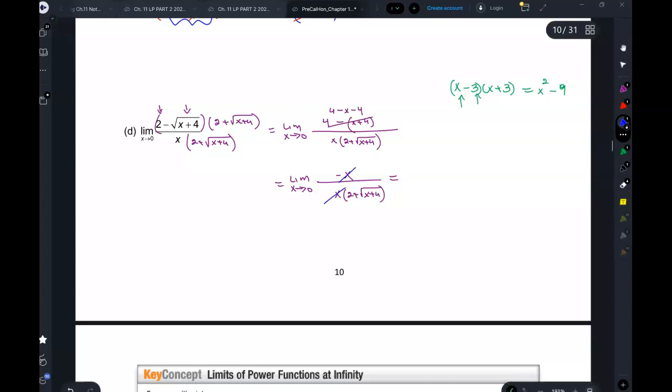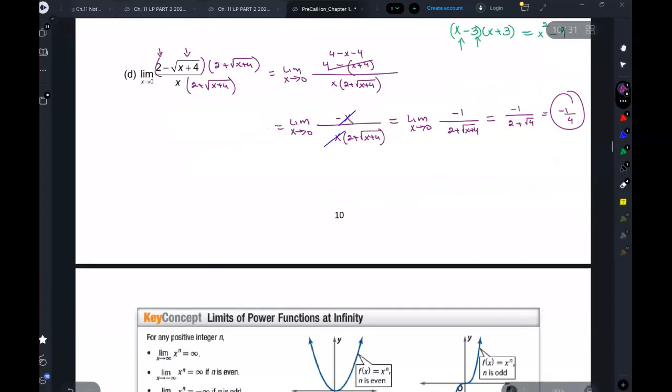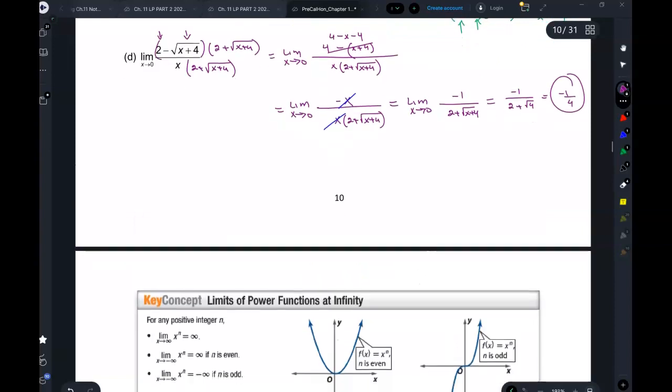So the x's go away, and you're going to get the limit as x approaches 0 of negative 1 over 2 plus root x plus 4. Now you can direct substitute. So you get negative 1 over 2 plus root 4, negative 1 over 4. Okay?